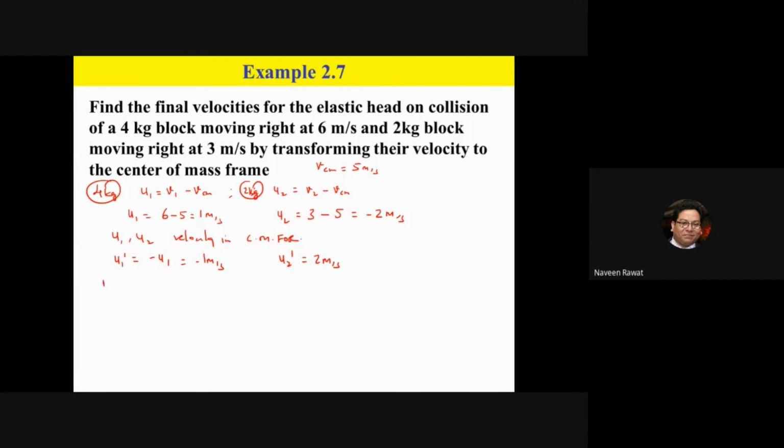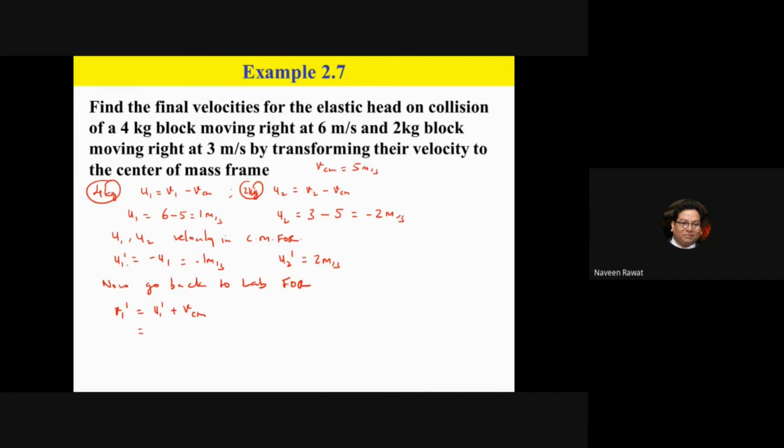Now we have to go back to the lab frame of reference. How do we go back? Again, use the same formula. We want to find the final velocity v1 prime, which will be equal to u1 prime plus v of center of mass, since v of center of mass goes to the other side. So v1 prime, the final one, will be u1 prime plus v of center of mass.